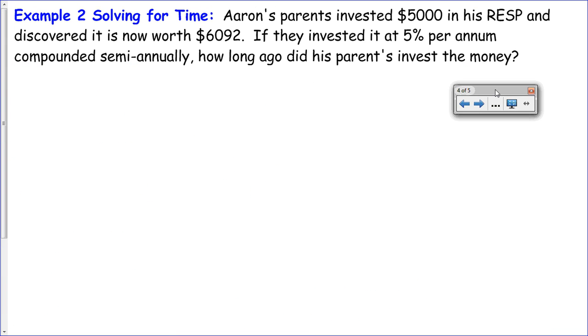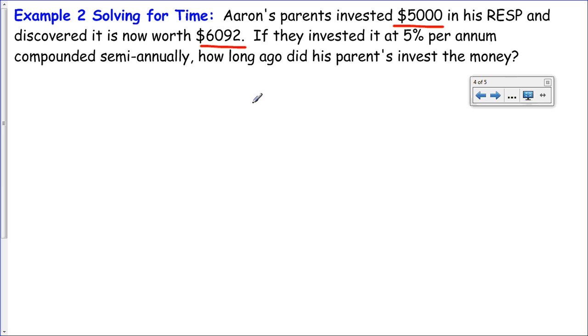So this example is going to be solving for time, which means we're going to need to know A, P, and I. So let's take a look. Aaron's parents invested $5,000 in an RESP. So that money was invested, that's the principal. And discovered it is now worth $6,092. So that's what it accumulated to. So that's my A. So I already know that the principal is $5,000. The accumulated amount is $6,092.